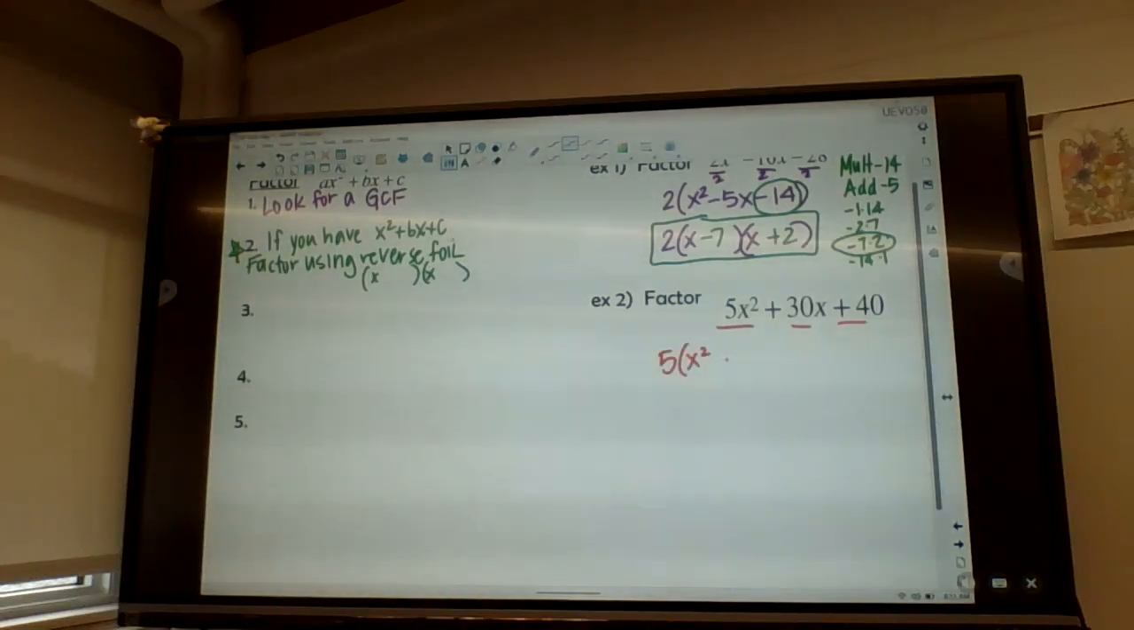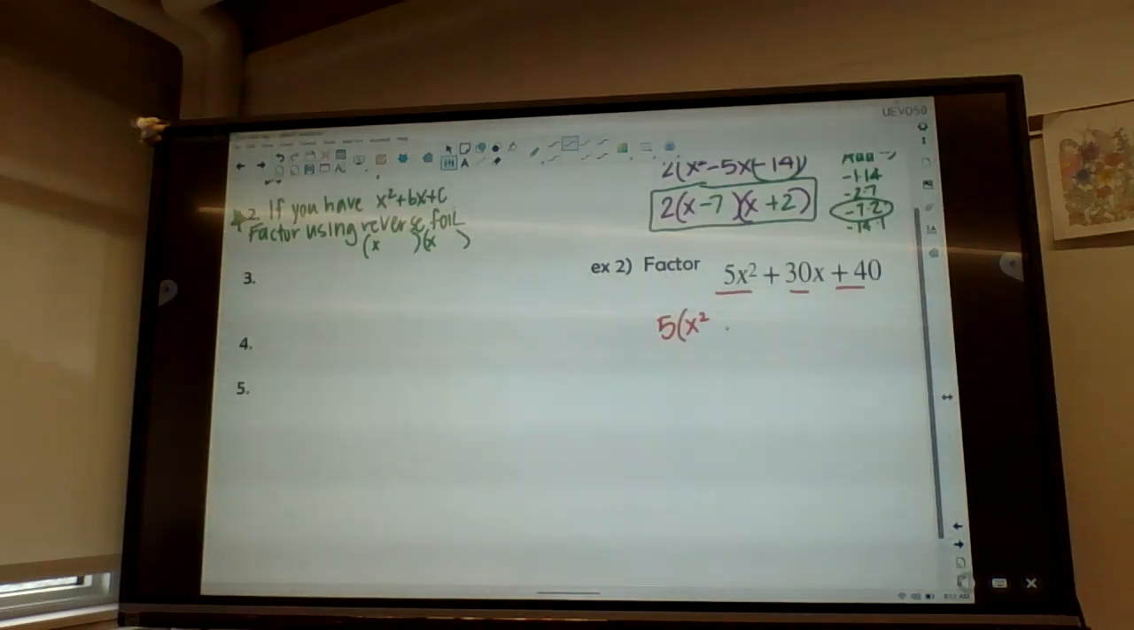Okay, so hopefully you guys realize we can take a 5 out. So we can divide a 5 out of all of those. But if I divide them each by 5, I have to rewrite what they would look like. 30 divided by 5, and then 40 divided by 5 would be 8. So that first step, we should be able to divide that common factor out. And then we're on to this new step 2.